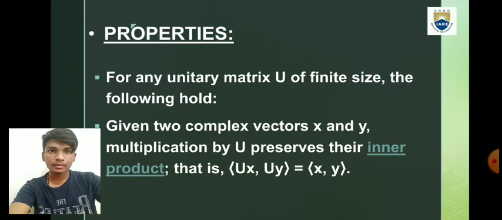Properties. For any unitary matrix U of a finite size, the following hold: for any complex vectors x and y, multiplication by U preserves their inner product, that is <Ux, Uy> equals <x, y>.